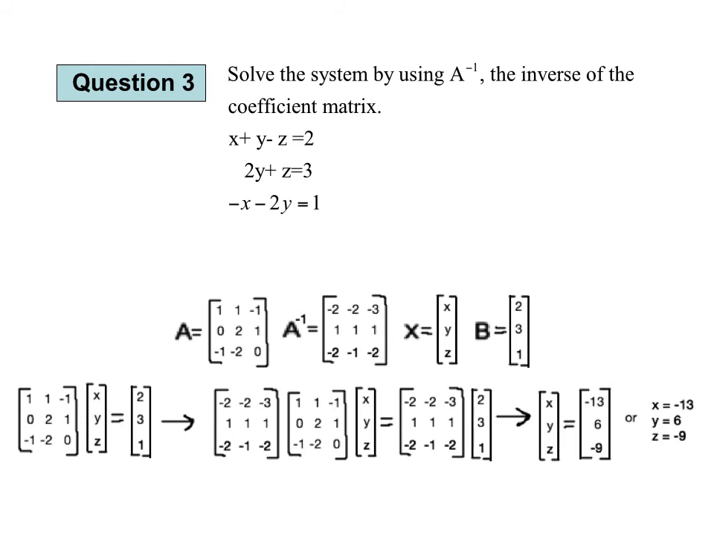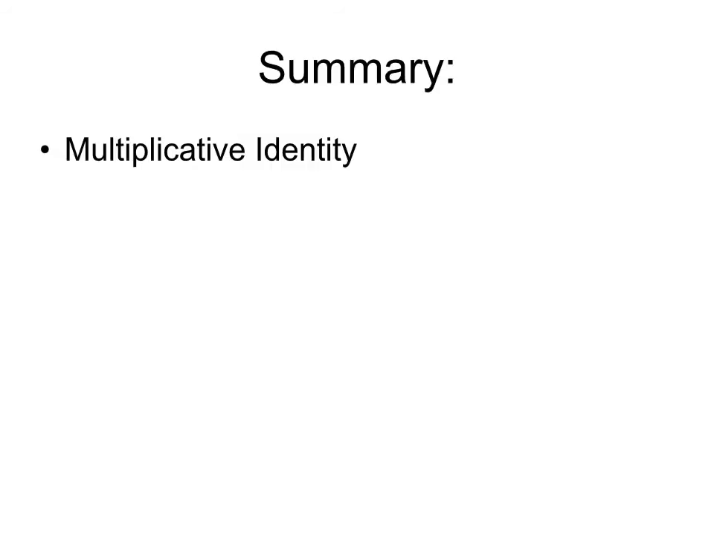Now hopefully everyone found those. If you had a different A inverse matrix, check your row operations and see where your mistake happened. Then, hopefully if your A inverse was correct, you went through the correct procedure to find the given solution set. Now let's summarize the lesson.